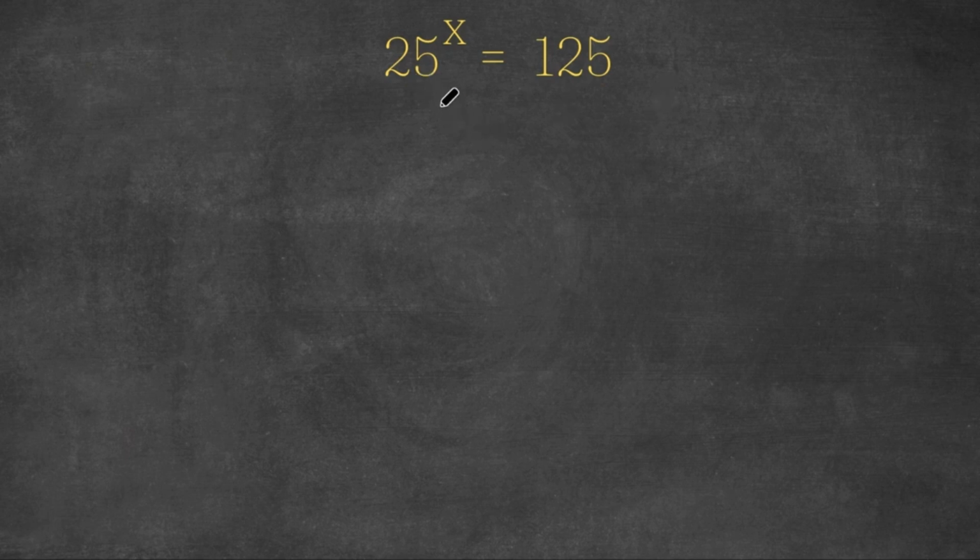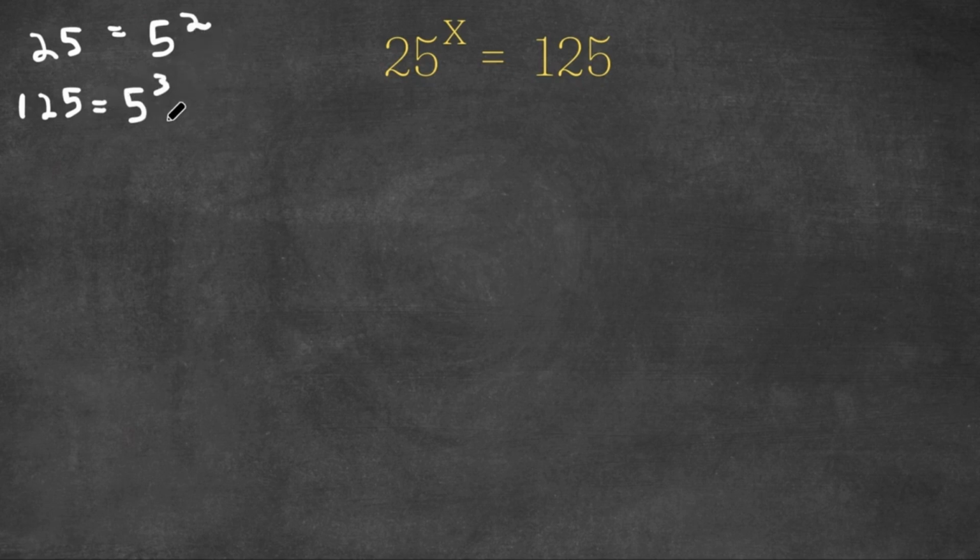As you can see here, the bases of these two terms right now are 25 and 125, which aren't the same. So we need to change these two terms so that they have the same base. Well, what's a common base for these two terms? 5, because 25 is equal to 5 squared, and 125 is equal to 5 to the power of 3.